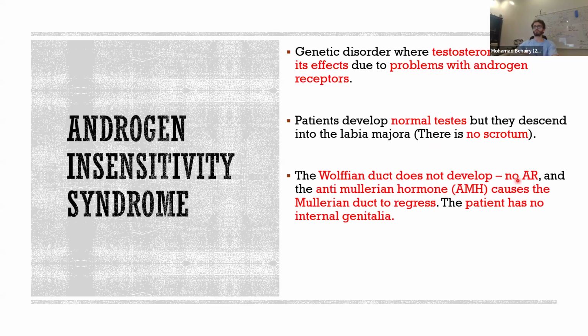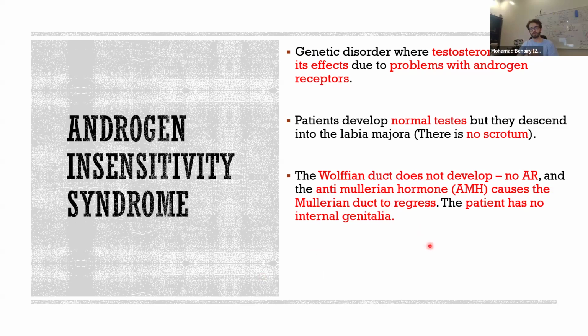But you said there's no Wolffian duct, yet this person also doesn't have a uterus inside her or him. So what happened exactly? This person's chromosome is XY. What did you guys take in the first lecture? There's the SRY gene that's found in the Y chromosome. What does this cause? The anti-Mullerian hormone. The anti-Mullerian hormone will be present, which will cause the Mullerian duct to regress.